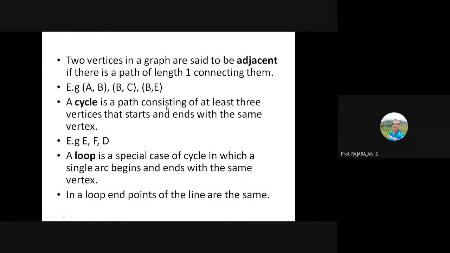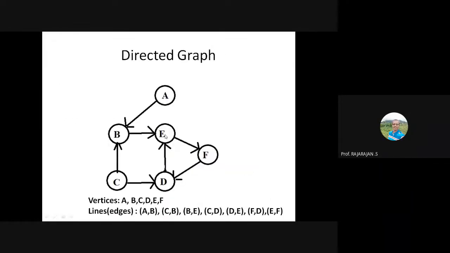Next terminology, cycle. A cycle is a path consisting of at least 3 vertices that starts and ends with the same vertex. For example, if you take E, I can move from E to F, F to D, and come back to E, which means this is a cycle. But on the other hand, from A, I can go to B, I can go to E, F, D, E, but I can't once again come back to A. So this is not a cycle. Only if you are able to start from a vertex and after traversing a minimum of 3 vertices, you are able to come back to the same vertex, then it's called a cycle.